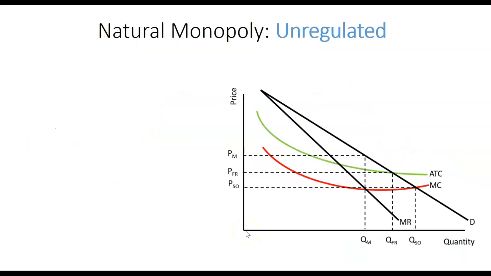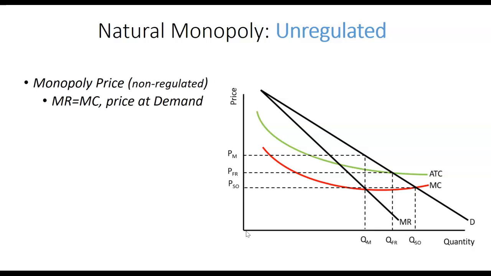And now we need to talk about 3 different price points. The first one is unregulated. It's called monopoly pricing. And this is simply where the MR is equal to the MC and the price comes off the demand curve. This is what we've been talking about.